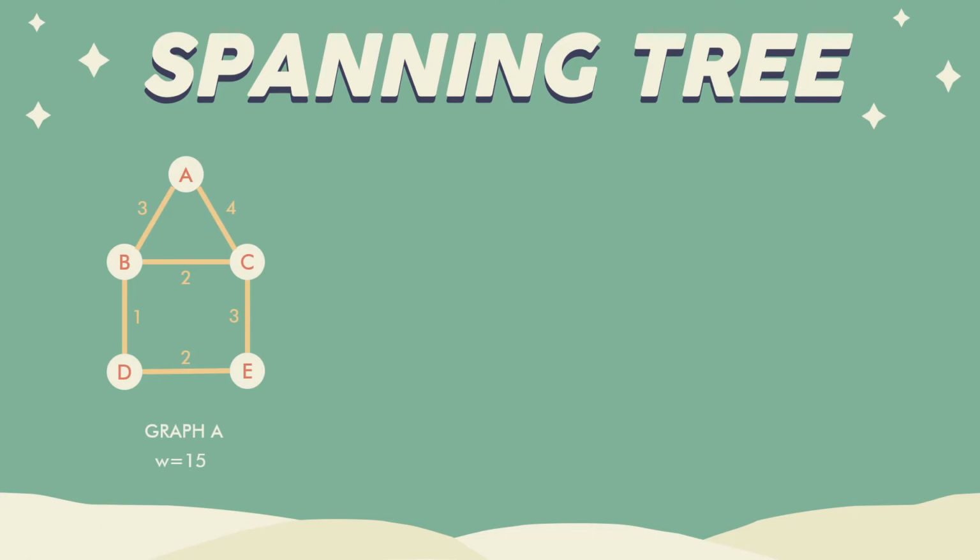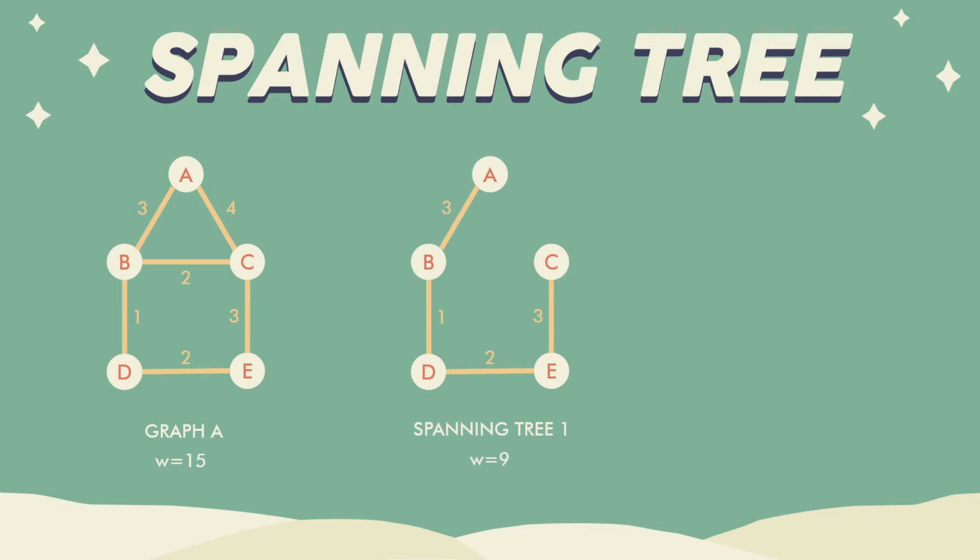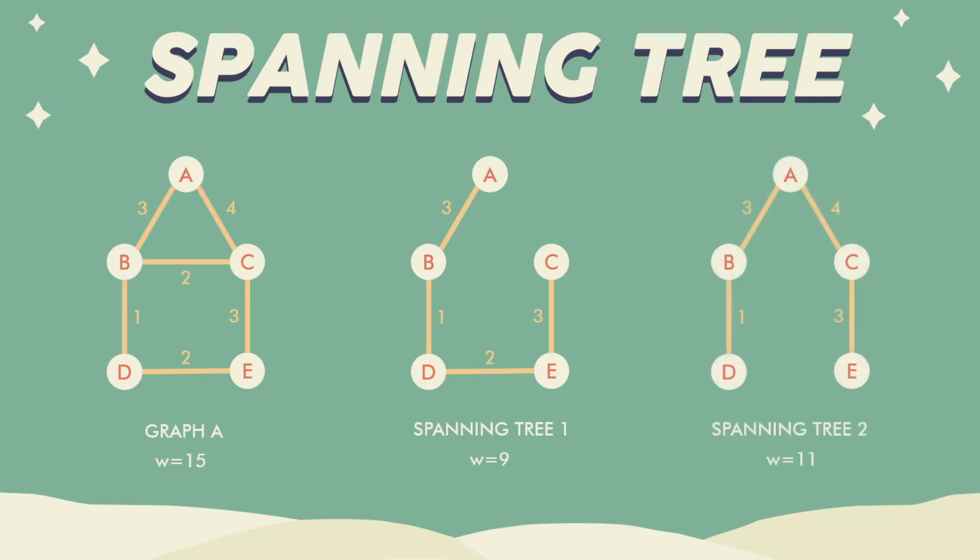Here we have graph A, whose total edge weight by adding all the weights of each edge is 15. We can get one spanning tree by connecting A to B, then B to D, then D to E, and E to C. This tree has a total edge weight of 9. We can get another spanning tree by connecting D to B, then B to A, then A to C, then C to E. This tree has a total edge weight of 11.